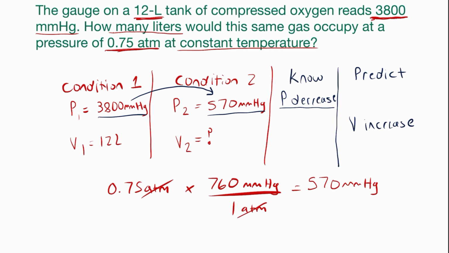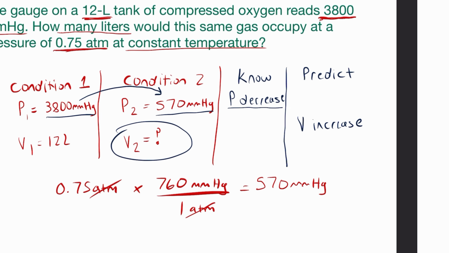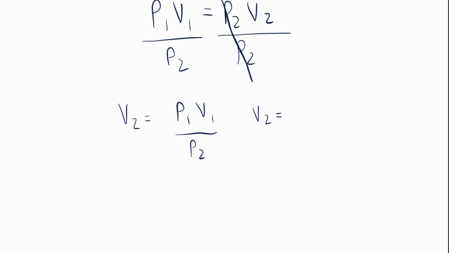Okay? So now we can finish this up by going ahead and doing our P1 V1 equals P2 V2. We're isolating the second volume because that's what we're looking for. We're looking for this second volume. So let's go ahead and do that. And how we'll do that is we will get rid of the P2. So now we're left with V2 equals P1 V1 over P2. And now we can just do our plug and play where V2 equals P1 V1 over P2.